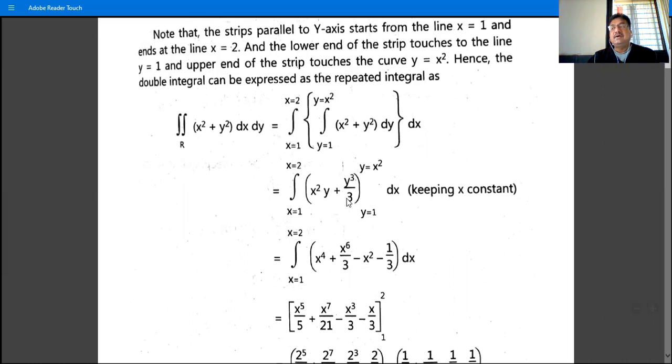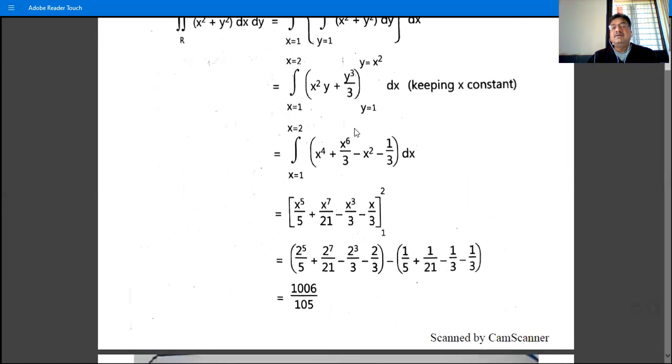Y square integration is y cube by 3, lower limit, upper limit, value at the lower limit. Substitute y as x square. We have this answer. Minus, right here, round bracket, square bracket, then round bracket, value by substituting y is equal to x square in round bracket. This is round bracket. Minus, again round bracket, and the value of this bracket at y is equal to 1. That is, substitute y is equal to 1. We have in round bracket x square plus 1 by 3. And then the effect of minus becomes x minus x square minus 1 by 3 after simplification.